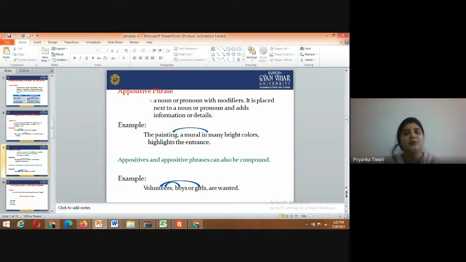An appositive phrase is a noun or pronoun with modifiers, placed next to a noun or pronoun, and it adds information or details. Example: the painting, a girl in many bright colors, highlights the entrance. Appositives and appositive phrases can also be compound.